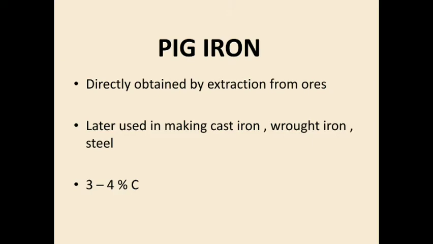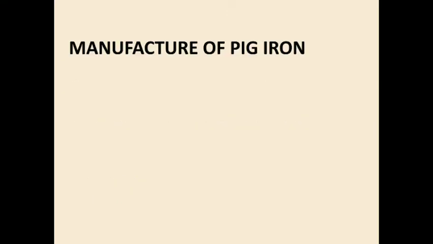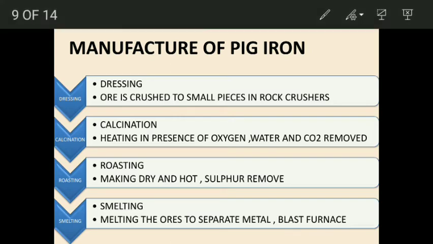Coming to the manufacturing process of pig iron, there are certain processes involved. The first process is dressing. In dressing, the iron ore is taken to rock crushers where it is crushed into small pieces of about 25 mm. This process is called dressing.